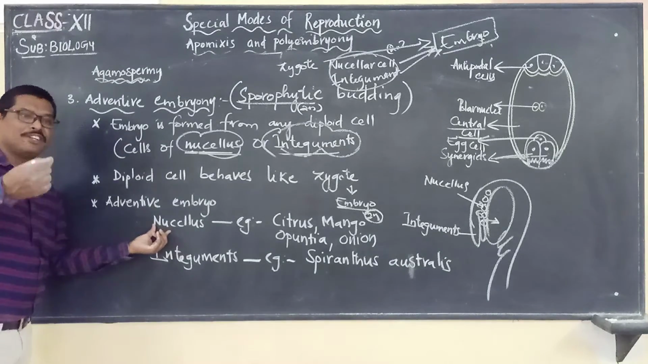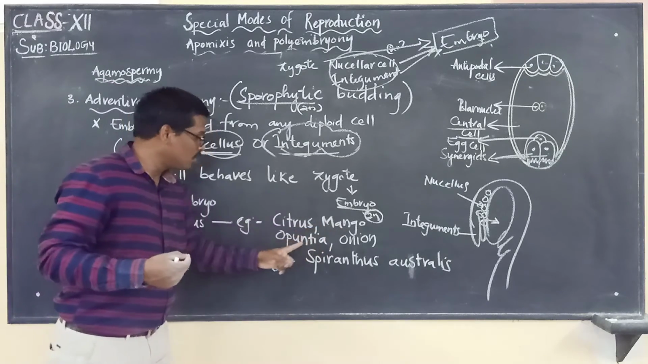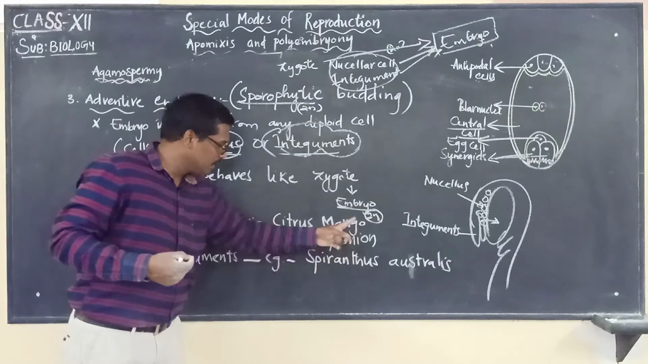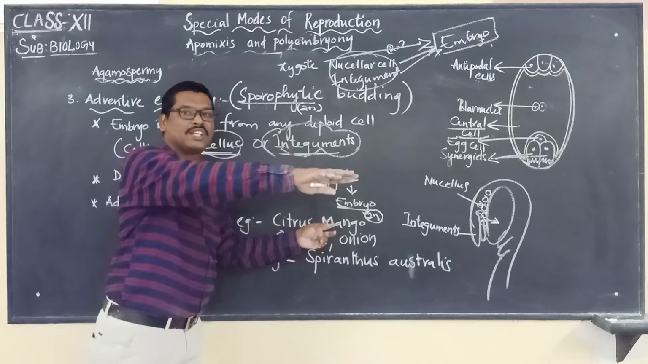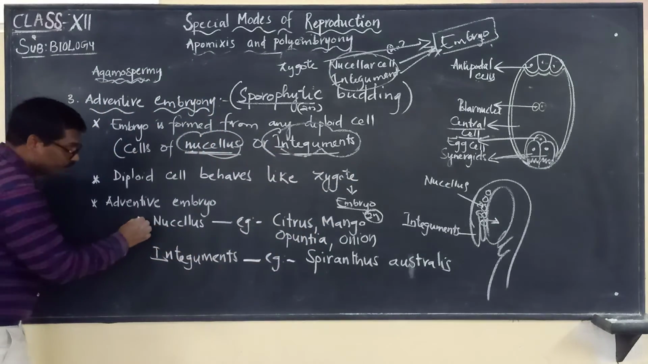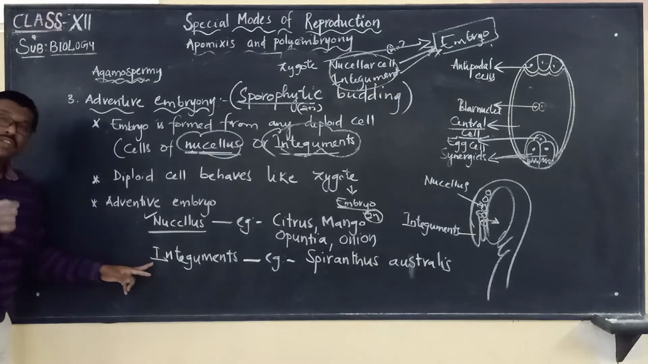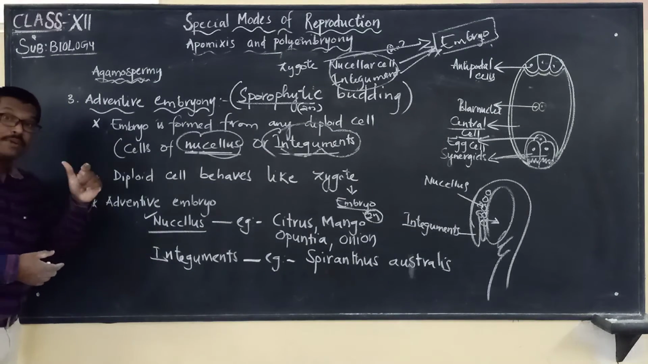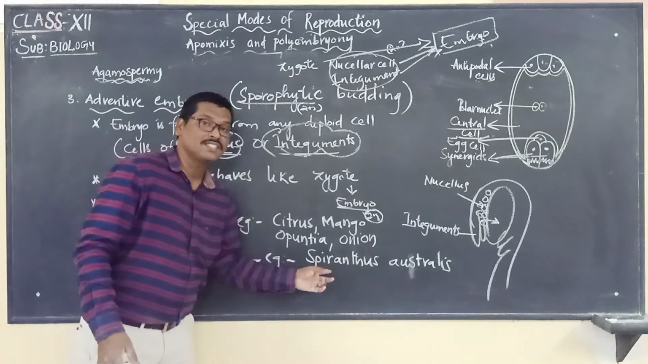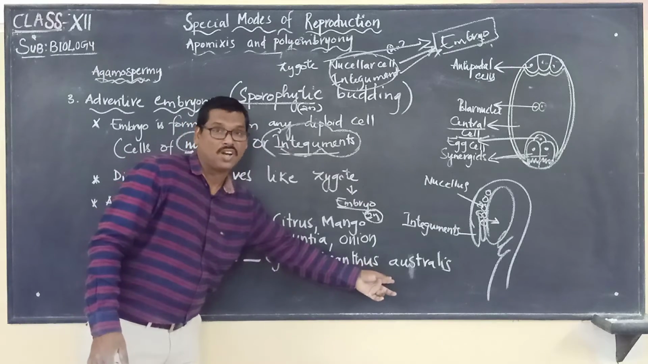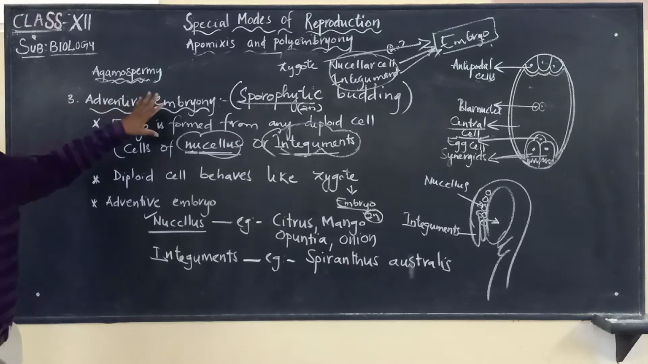And here, among the examples showing adventive embryony, the best examples are the nucellus cells which develop directly into embryo, seen in citrus, mango, Opuntia and onion. In all these, the adventive embryo which is formed outside the embryo sac is pushed into the embryo sac, and it is from the nucellus. Likewise, the integuments which develop into zygote and thereby into embryo is seen in Spiranthes australis.